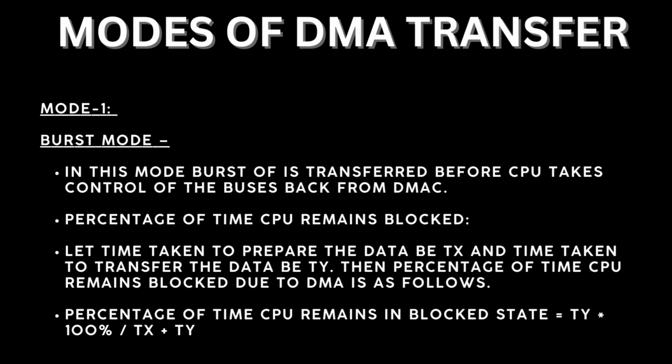So let's see it. Let the time taken to prepare data be Tx and the time taken to transfer data be Ty. Then the percentage of time the CPU will remain blocked due to DMA is as follows: Ty divided by (Tx plus Ty), whole bracket into 100. So here we have finished the first mode of DMA transfer.